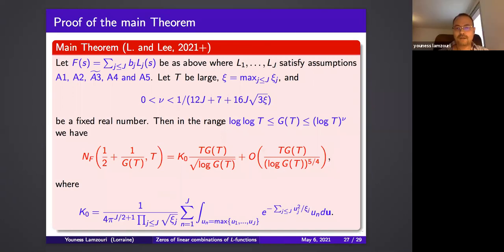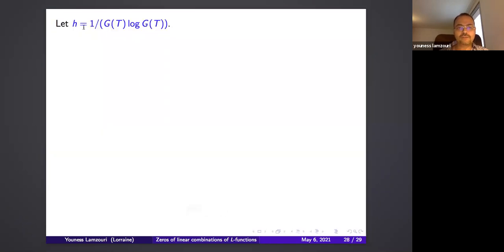So again, this is the constant that you see here. And as you saw, you have the Gaussians here. This is the Gaussians, and you can see the variance, the c_j's coming in, and the variances here, in fact. You have a c_j's log GT, and that's why, in fact, we divide by square root log GT. It's coming from the Gaussian. So here's the proof. So h is 1 over GT log GT. Now we have all the ingredients.